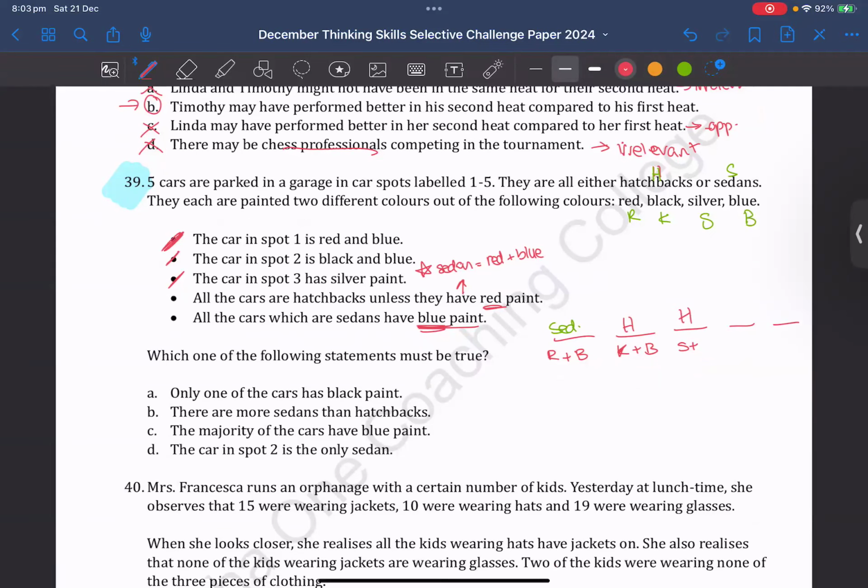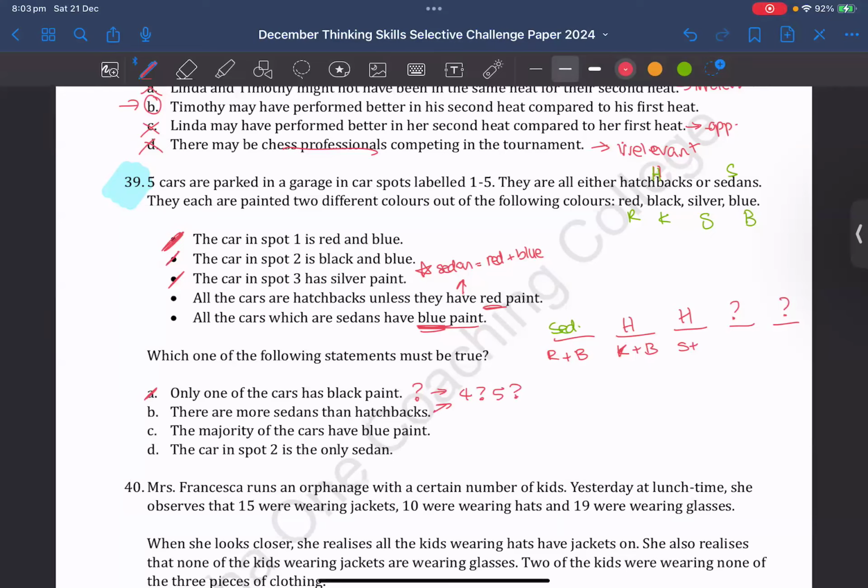I'm just going to go through options A to D and see from what we know, what could be true. Just keep in mind that I don't actually know what 4 and 5 are. Option A: only one of the cars has black paint. We actually don't know this because I don't know what's happening with car 4 and car 5. With option B, it says there are more sedans than hatchbacks. This one is unknown as well, because once again, what's happening to spot 4 or spot 5? Those two could just be red and black, you don't know.